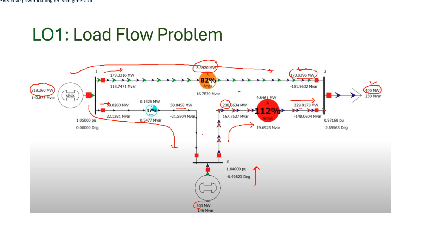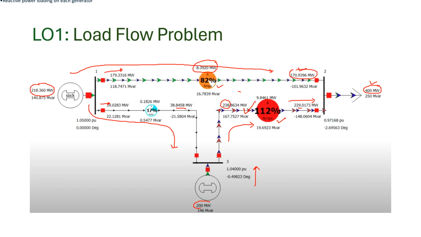Now, here there is one important point to be noted. What is that? We have seen here the red color. The red color is 112%. It indicates that under this operating condition, this line is overloaded. 112% means it is loaded 12% more than its capacity. If it is operated 12% more than its capacity, then obviously it will be interrupted. That may cause damage to this line, so we should take care of it.